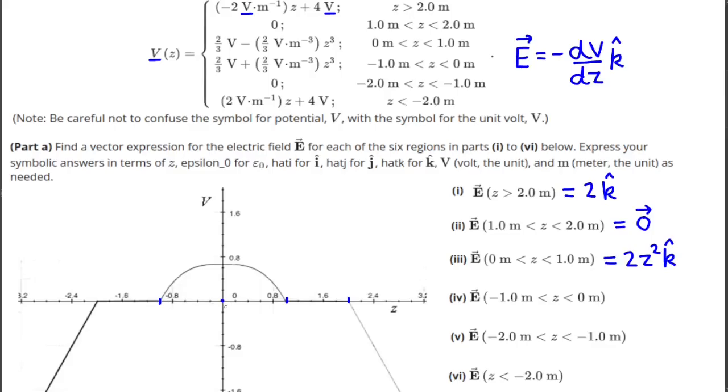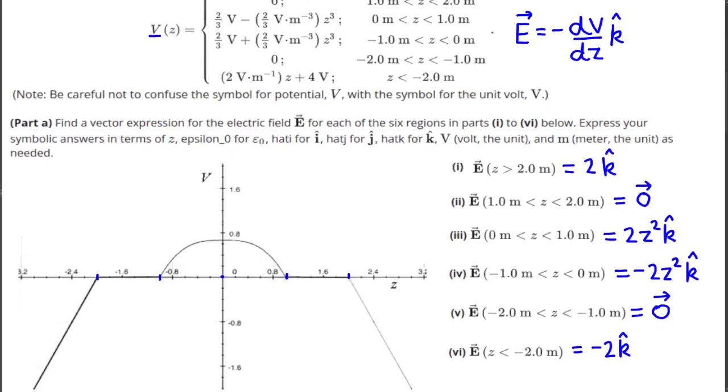And from minus 1 to 0 meters, the derivative is positive 2z squared, so the electric field is minus 2z squared and acts in the z direction. And from minus 2 to minus 1 meter, the potential function is 0, so the electric field is also 0. And where z is less than minus 2 meters, the derivative of the potential function is 2, so the electric field is minus 2 and acts in the z direction.